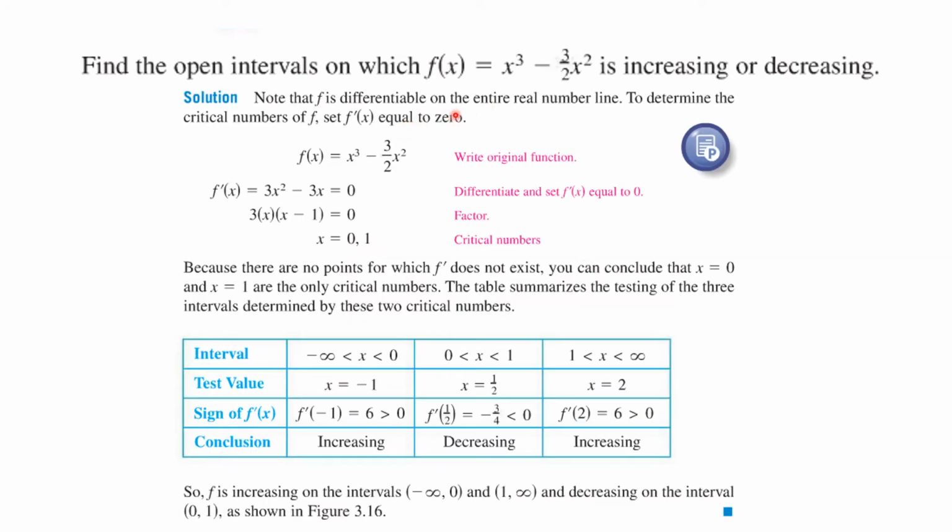Okay, so f is differentiable on the entire real number line, so we need to find the critical numbers, because that's when it's going to be equal to 0 in this case. So when we take the derivative, we will get 3x squared minus 3x. We will factor that, of course, and we will find out that the critical numbers are x equal 0 and x equal 1. And because there are no points for which f prime does not exist, those are the only critical numbers. Now what we do is we do tests in intervals.